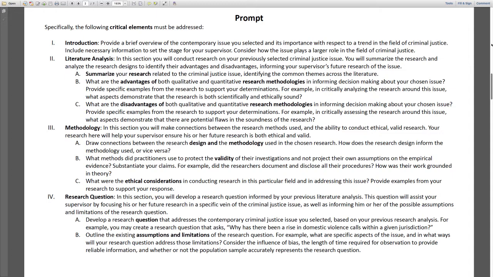Then there's the methodology, where you talk about the design and methodology. You draw connections between those, how it was used in the research, and how the research design informed the methodology used, or vice versa. It could go the other way around. You have to talk about validity, and you have to talk about the ethical considerations. That's milestone number 3.